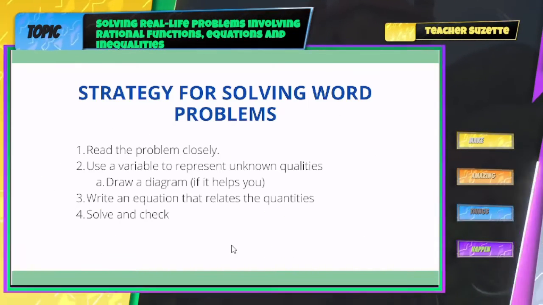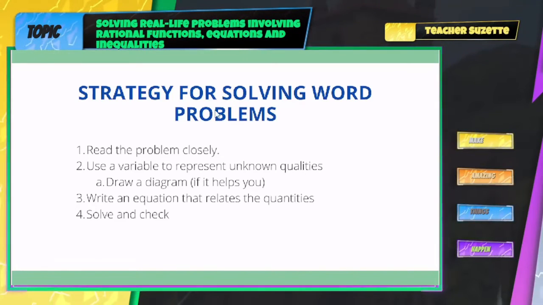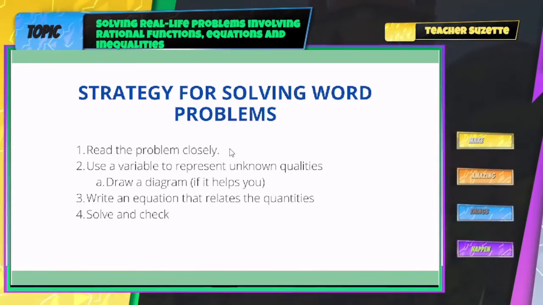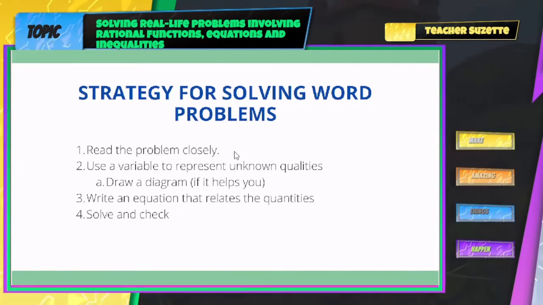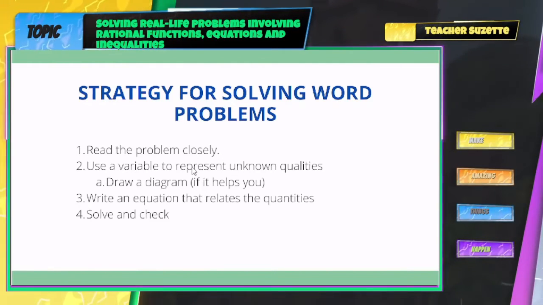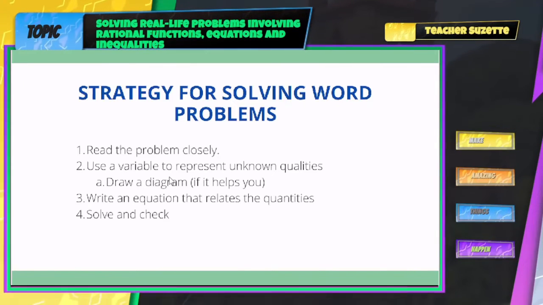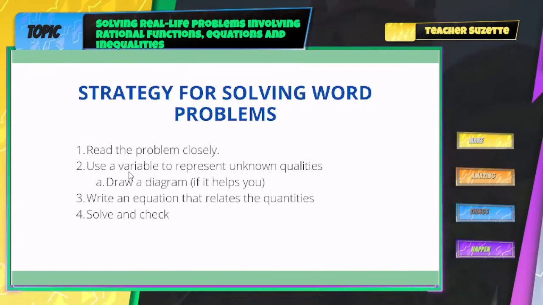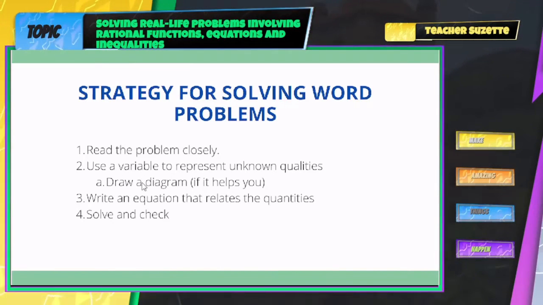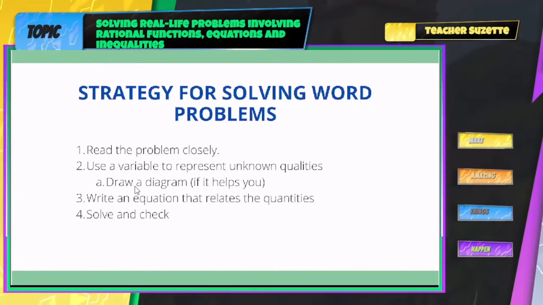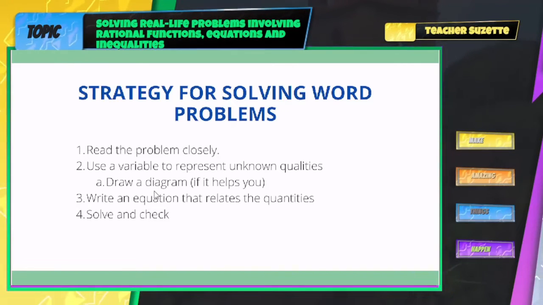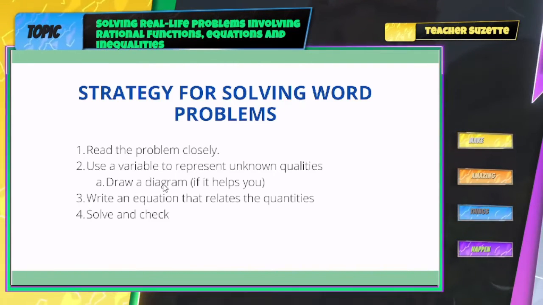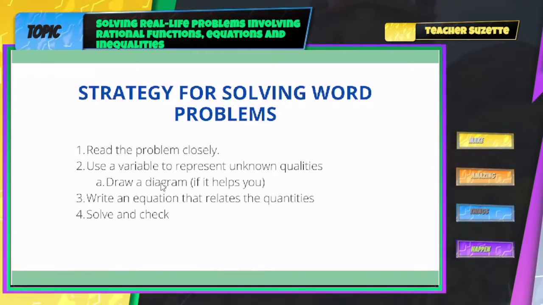So, to sum it up, there are different strategies that you can use for solving word problems. So, first thing, read the problem closely. So, lista mo yung mga known and unknown quantities. And take note, for the unknown quantities, next mo is you have to use a variable to represent. And if it helps, draw a diagram. Especially dun sa mga susunod nating lectures or word problems.